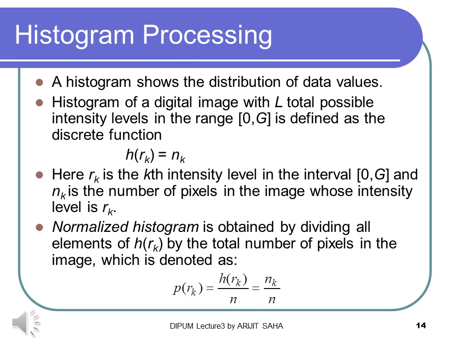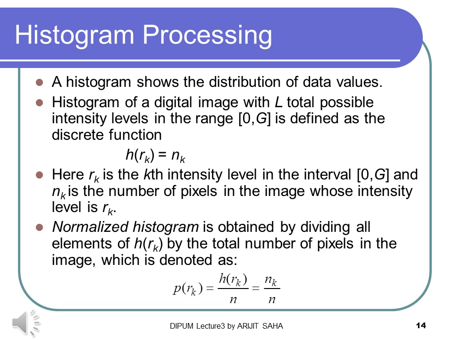Now we come to a very important aspect of image processing, that is histogram processing. What is the histogram? Basically, a histogram shows the distribution of data values. The histogram of a digital image with L total possible intensity levels in the range 0 to G is defined as the discrete function h(rk) = nk. Here rk is the kth intensity level in the interval 0 to G, and nk is the number of pixels in the image whose intensity level is rk.